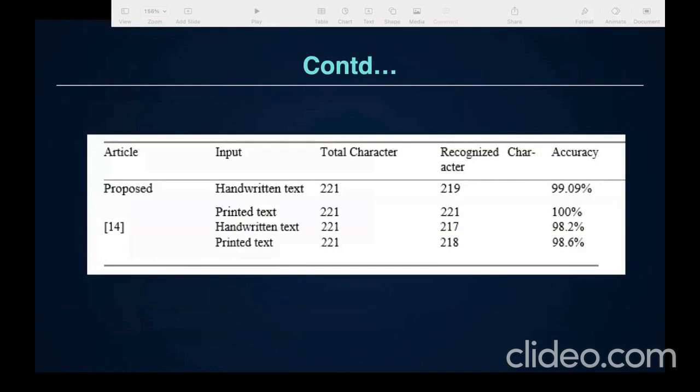So here is the table of the results. Our proposed architecture gives 99.09% accuracy for the handwritten text. Also, since printed texts are easier to recognize and train, it will give 100% accuracy for it.